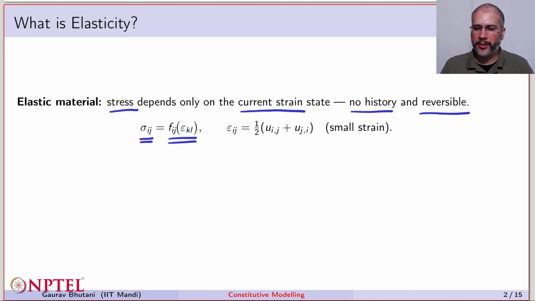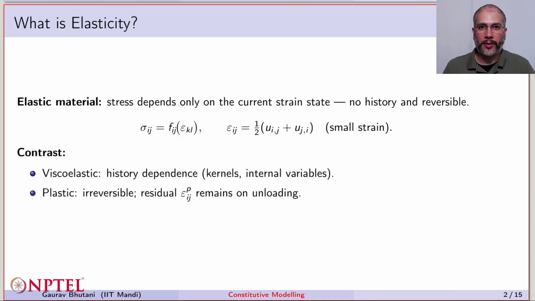And as we'll be discussing later, the quantities are state functions. They're not path functions in elasticity. And that is what is used to represent a fully reversible situation in elastic solids. In contrast, we have viscoelastic materials and plastic materials where the stress depends on the history of loading. So in viscoelastic materials, as we discussed last time, we have to use kernels or internal variables to represent the history dependence. And in plastic materials, which are actually irreversible processes, a residual plastic strain remains upon unloading the material.